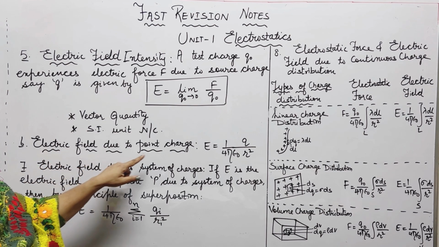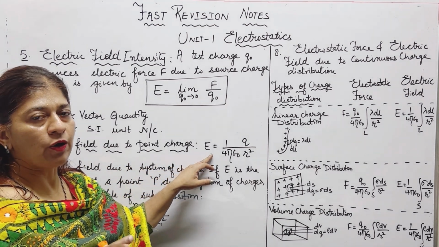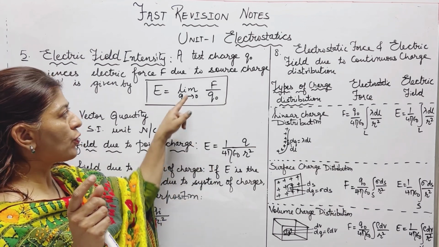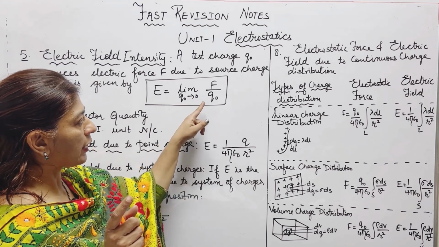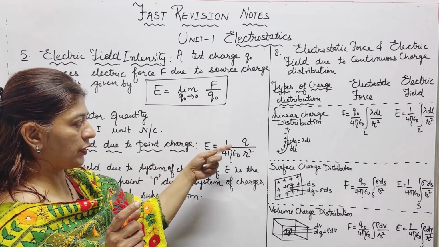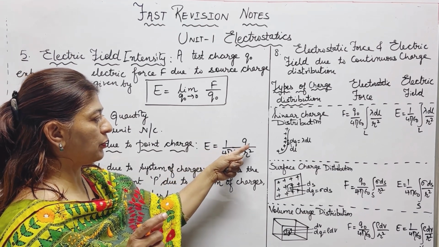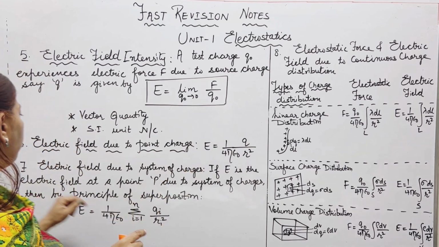Electric field due to a point charge is given by the formula of the electrostatic force only, but here the force is divided by the test charge. So it does not have one of the charges within the formula. So E is equal to 1 by 4 pi epsilon naught Q by R square. In place of force, we have one more Q.